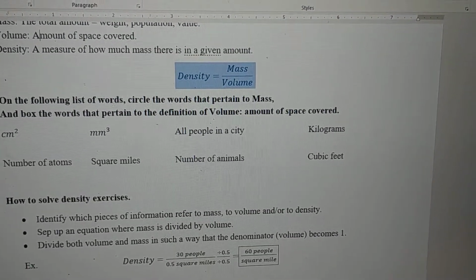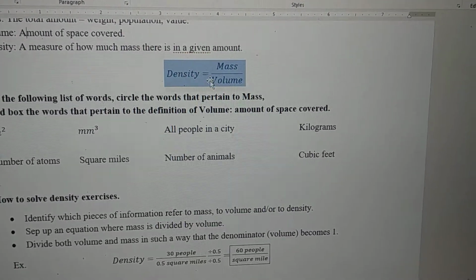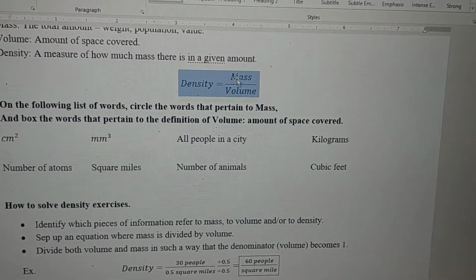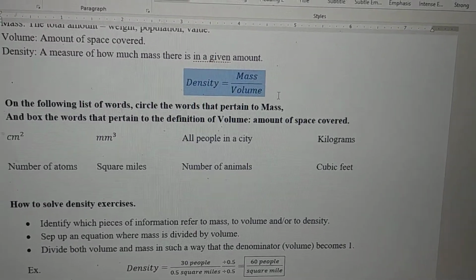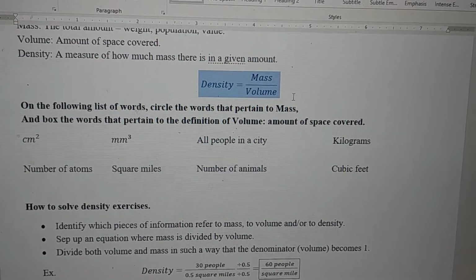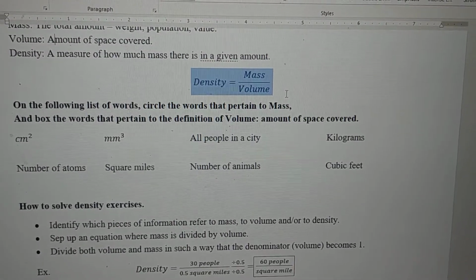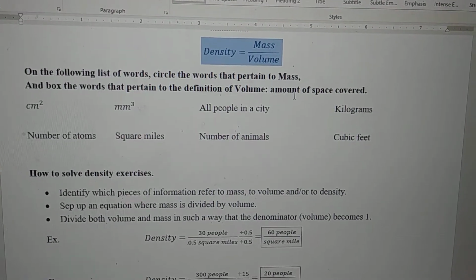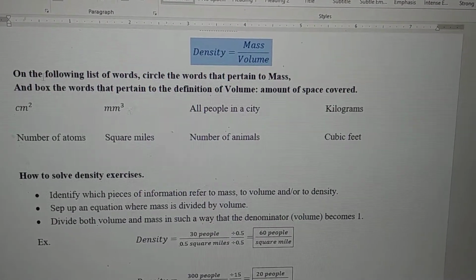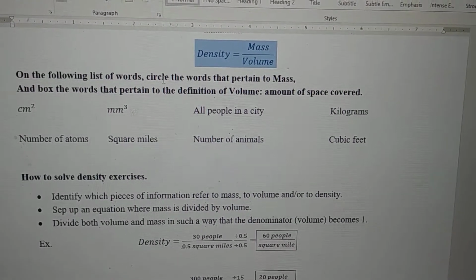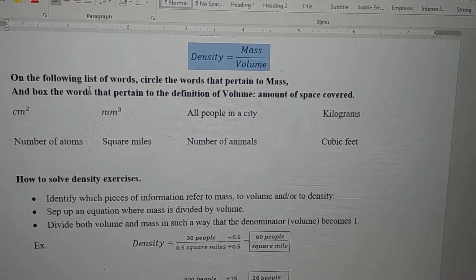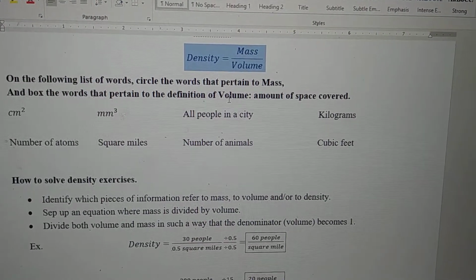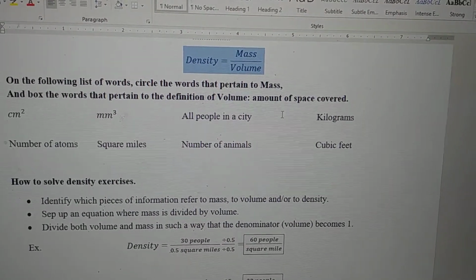So this is our equation created using these three vocabulary words: density equals mass divided by the volume. The density is just the ratio between mass and volume. Now, on this first exercise, I'm asking you the following. On the following list of words, circle the words that pertain to mass, and the words that pertain to the definition of volume, amount of space covered.